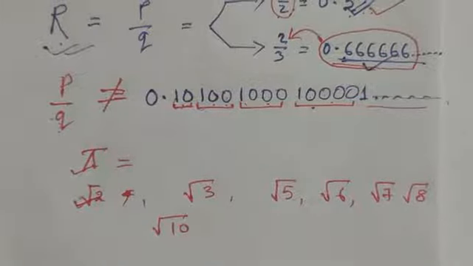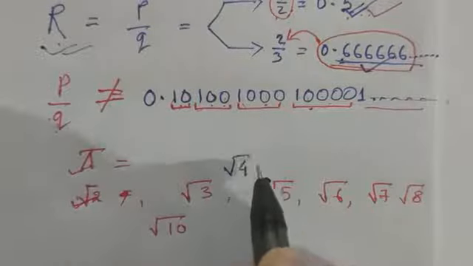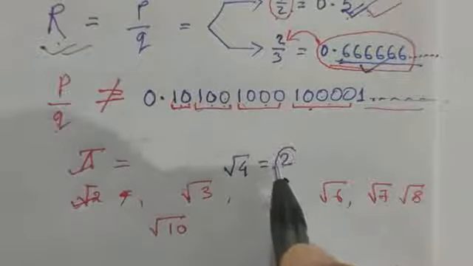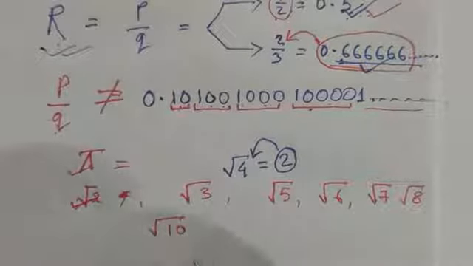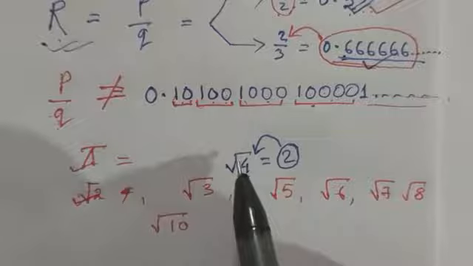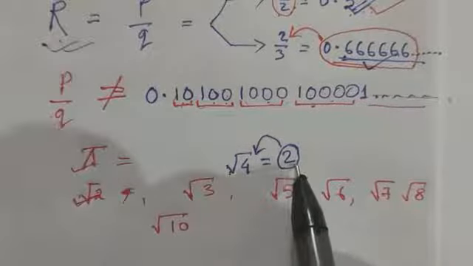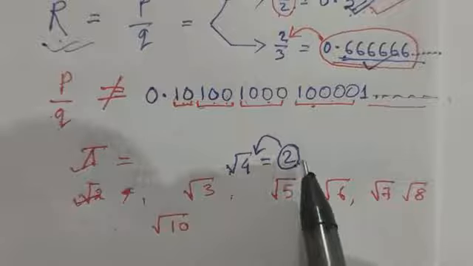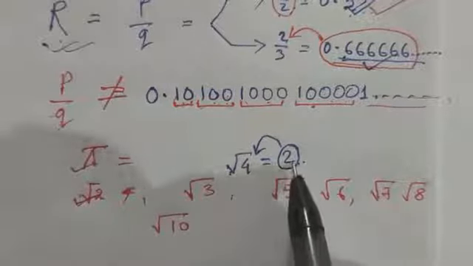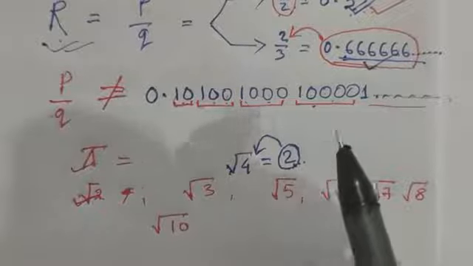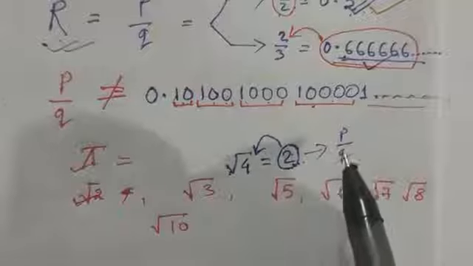Have you noticed I have not written root over 4. What is root over 4? You know that root over 4 is equal to 2, and 2 is a whole number. So root over 4 is a rational number, because root over 4 is equal to 2, and 2 is a whole number, a natural number also. So any whole number, any natural number is also a rational number. It can be expressed in the form p by q.